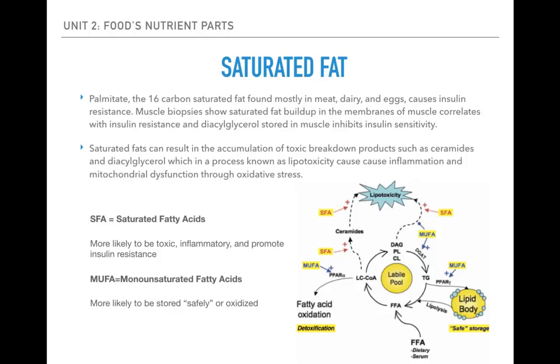So let's move back to saturated fat. Differences lie in the fates of saturated fats and unsaturated fatty acids. While monounsaturated fatty acids are more likely to be safely stored in adipose tissue or burned, saturated fats are more likely to be toxic. We know that palmitate, a 16-carbon saturated fatty acid from meat, dairy, and eggs, causes insulin resistance. Also, saturated fats can result in toxic breakdown products accumulating in various organ tissues, which can lead to dysfunction of the mitochondria and further insulin sensitivity issues.